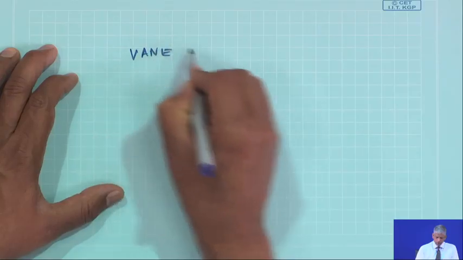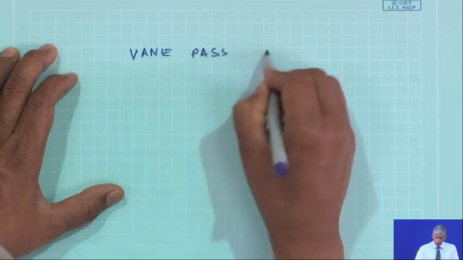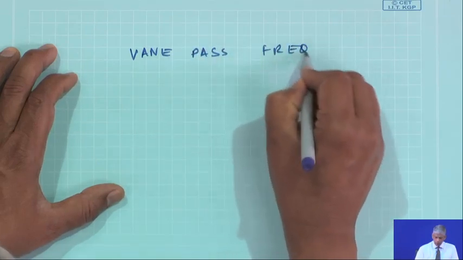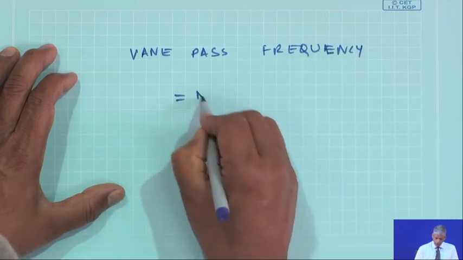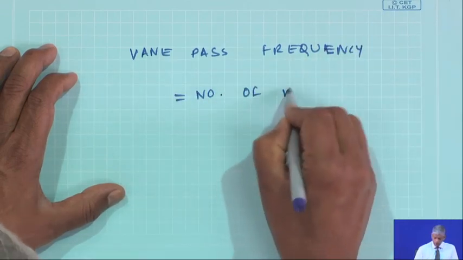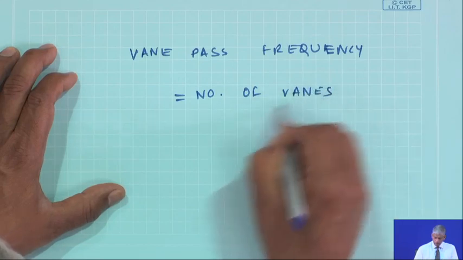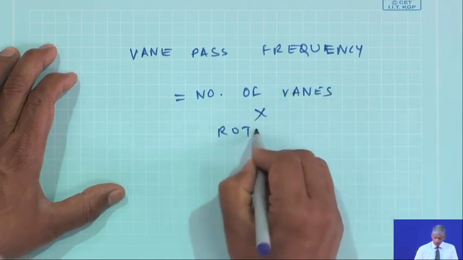A very important parameter, very similar to gear meshing frequency, is what is known as the vane pass frequency, which is nothing but the number of vanes times the rotational speed.